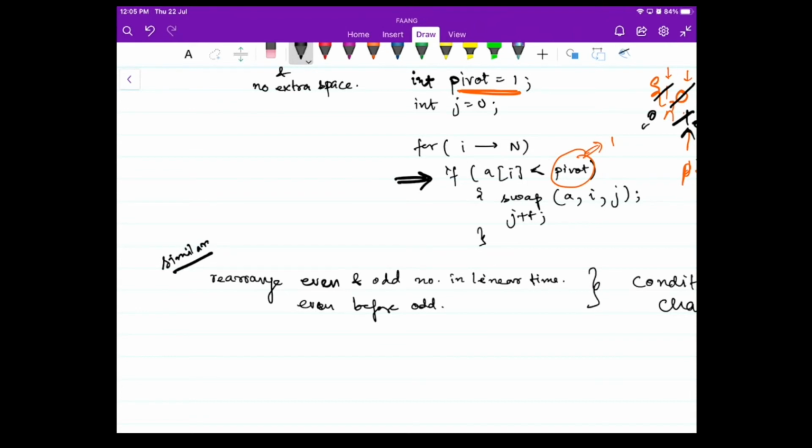So what we'll do is change the condition here. If a modulo 2 is equal to 0, then we would be swapping it, else we won't. So what will happen is all the even numbers would be swapped to the left side.